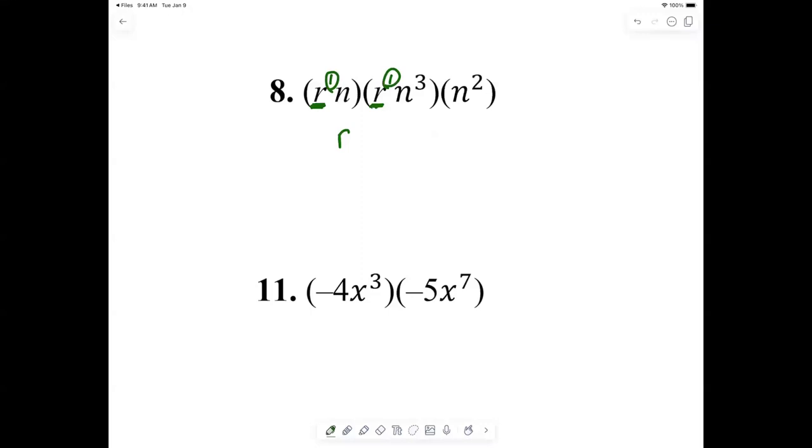No, no one's asking you. R to the second. You're only combining terms or variables that are the same. So that's how I got R to the second.